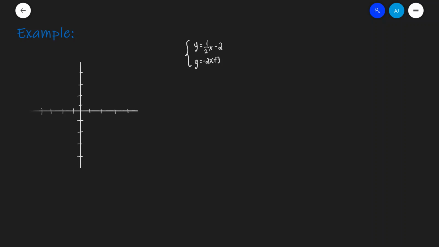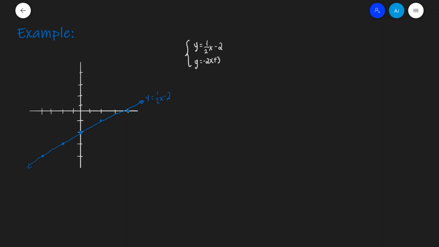Alright, so let's first graph the y equals 1/2 x minus 2 equation. We would start at negative 2, and we would have a slope of 1/2. So up 1, right 2, up 1, right 2, and then here it would be left 2, down 1. Let's draw a basic line to connect this. And this is just to clarify, y equals 1/2 x minus 2.